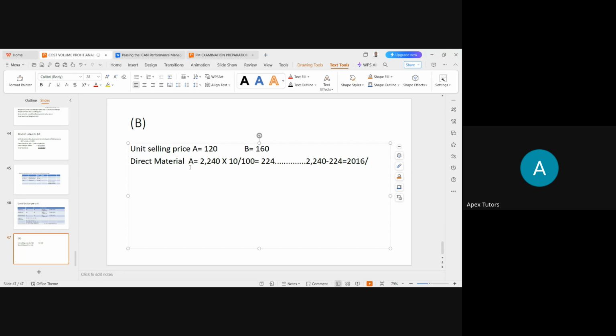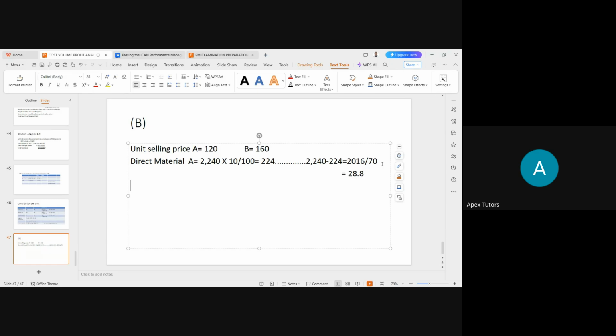For 1 unit, it will be 2016 divided by 70. I believe you know where 70 is coming from. 70,000 units is for product A, what we actually were able to sell for product A. So now, what will be the unit cost for direct material for product A? It should be 28.8.